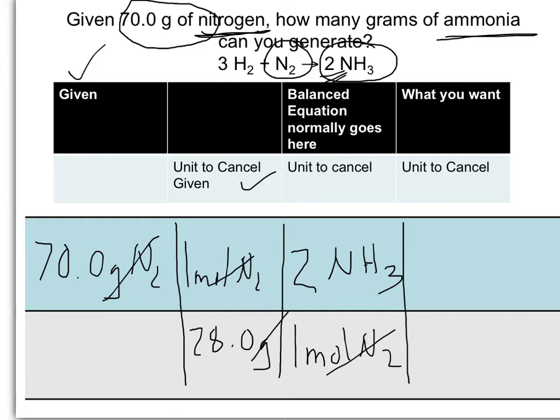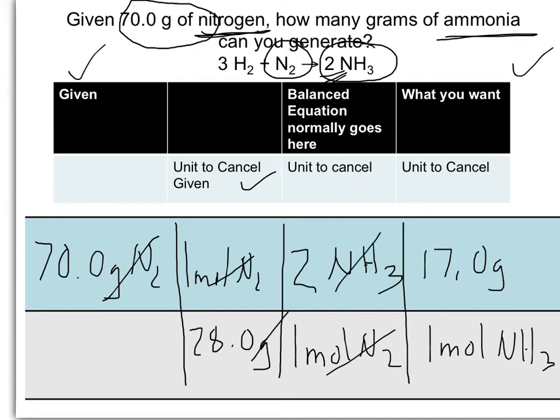Now the question asks, what do we want, which is grams of ammonia. When I look at the periodic table, the molar mass for ammonia is going to be 17.0 grams: 14 for the nitrogen, 3 for the hydrogen. And that's going to be 1 mole of ammonia.